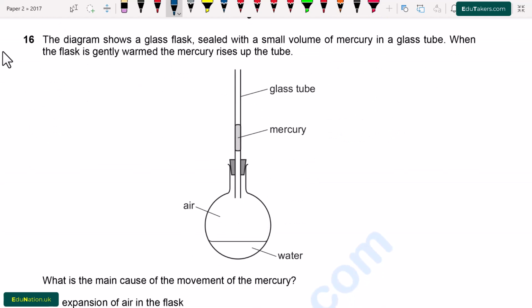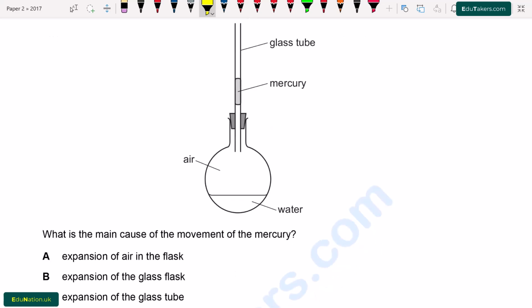Question number 16. The diagram shows a glass flask sealed with a small volume of mercury in a glass tube. When the flask is gently warmed, the mercury rises up the tube. What is the main cause of the movement of the mercury?